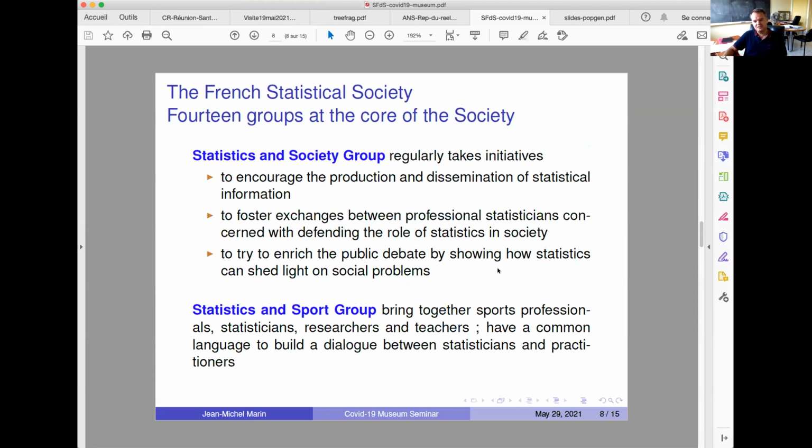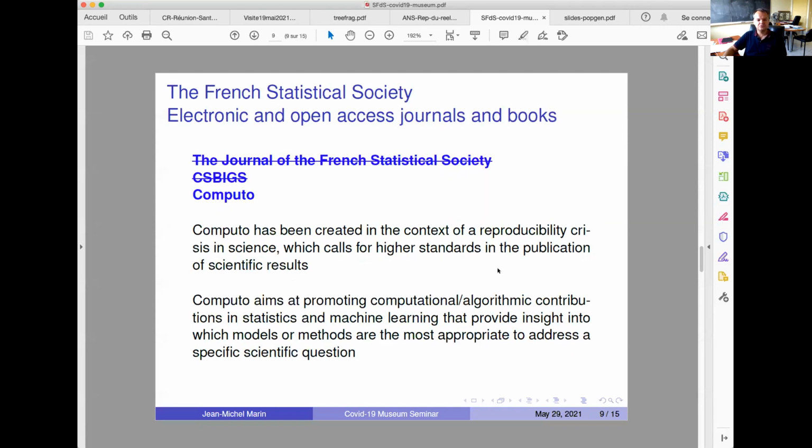This group tries to diffuse statistical ideas in society and regularly takes initiatives to encourage the production and dissemination of statistical information and to foster exchange between professional statisticians concerned with defending the role of statistics in society. So this group plays a very important role in the relation between society and French statisticians. And we also have a statistics and sports group.